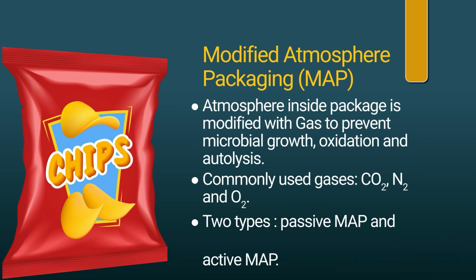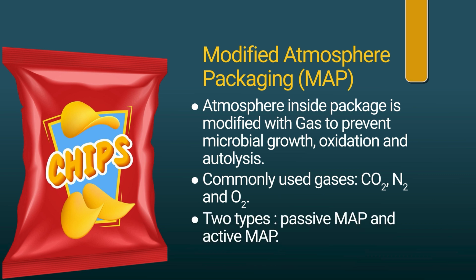And modified atmosphere packaging can be of two types. One is passive, another one is active. Passive normally happens with fruits and vegetables. When we pack fresh fruits and vegetables in the package, even after harvesting, even after packaging, the fresh fruits and vegetables respire, that is, they consume oxygen and produce carbon dioxide. That's how they change the package environment. So that is passive modified atmosphere packaging.